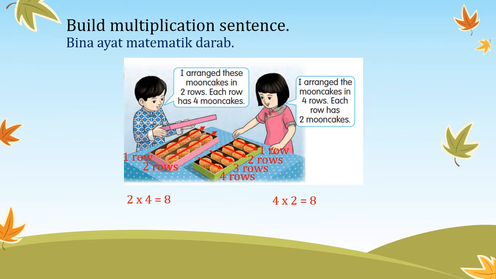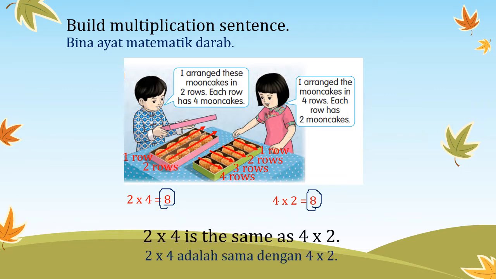Okay, let's look at this number sentence. This is the product. Product adalah hasil darab. Okay, the product for this one is also 8. Dua-dua hasil darabnya 8. So the products are the same. Okay, bila dia sama, that means 2 times 4 is the same as 4 times 2. 2 darab 4 adalah sama dengan 4 darab 2.